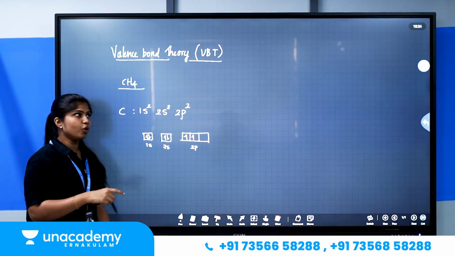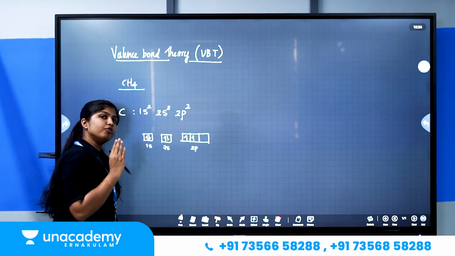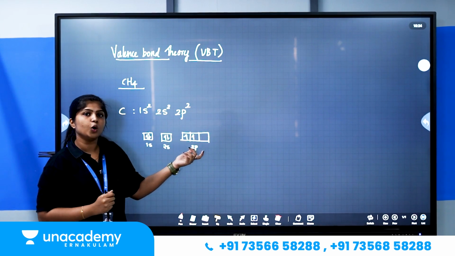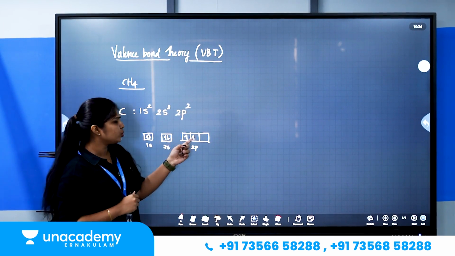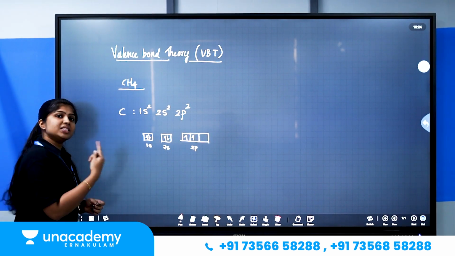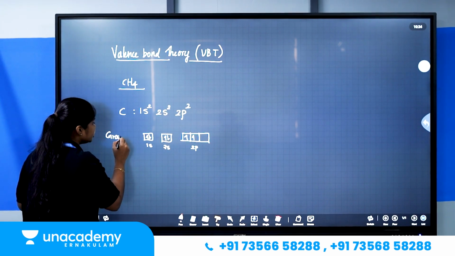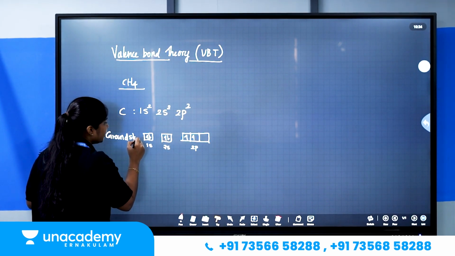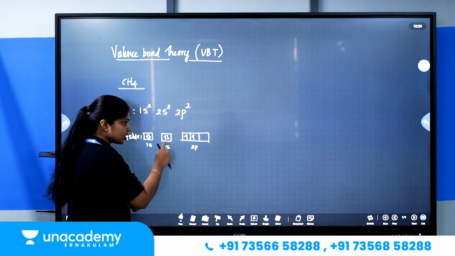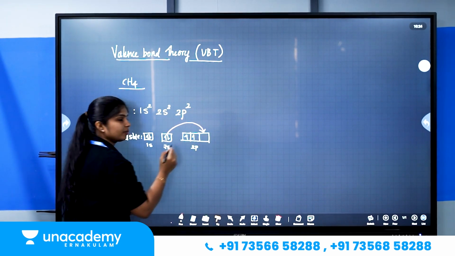See, I need to form CH4. So there should be 4 unpaired electrons. But see, here how many unpaired electrons are there? Only 2, right? So what will we do? See, that is why excitation will happen. So this is the ground state configuration of carbon. Now the electron from 2s will be excited to 2p.